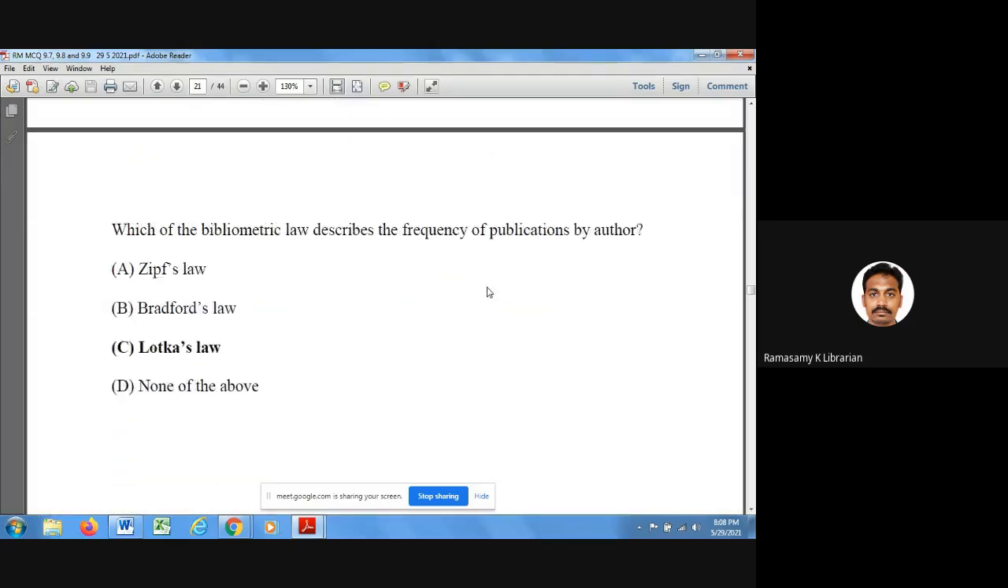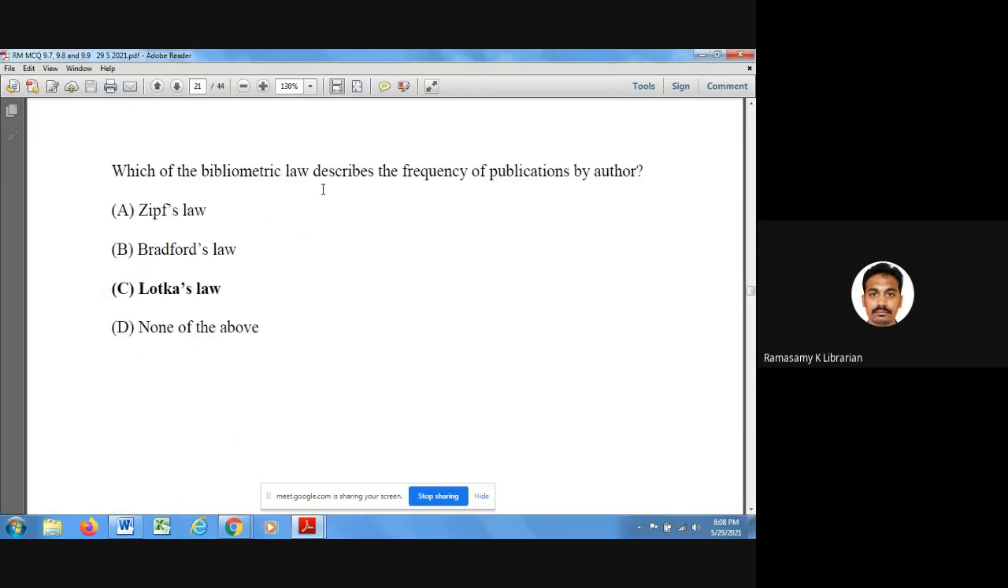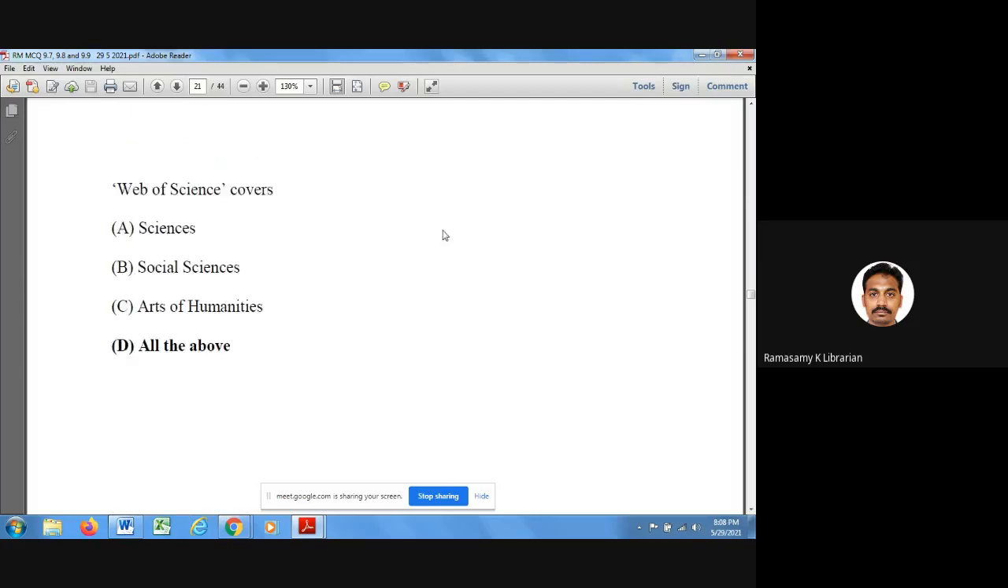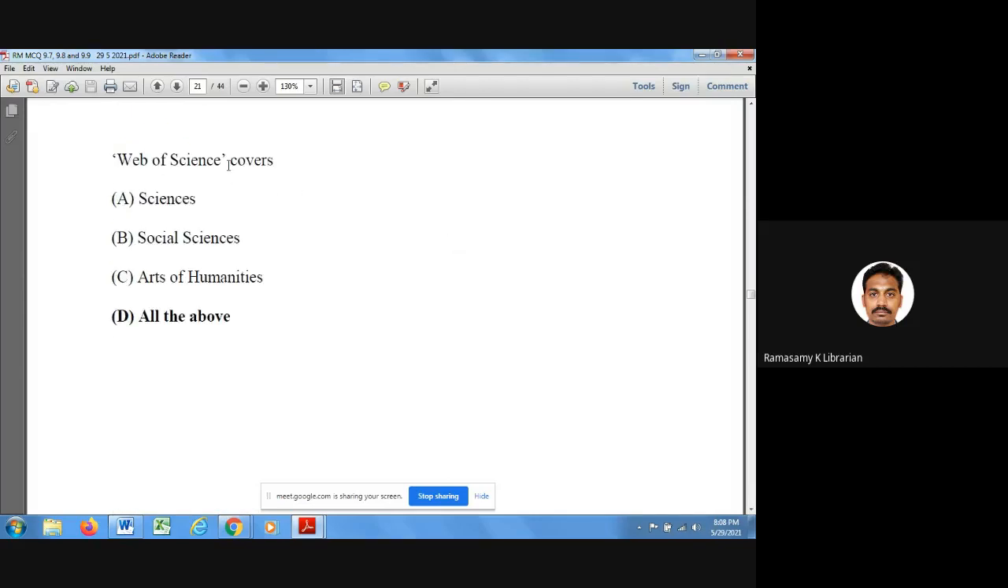Okay, fine. Which bibliometric law describes the frequency of publication by author? Lotka's law. You know it very well. Web of Science covers all subjects. We have Science Citation Index. We have Social Sciences Citation Index. We have Arts and Humanities Citation Index. So all these three are covered in Web of Science.